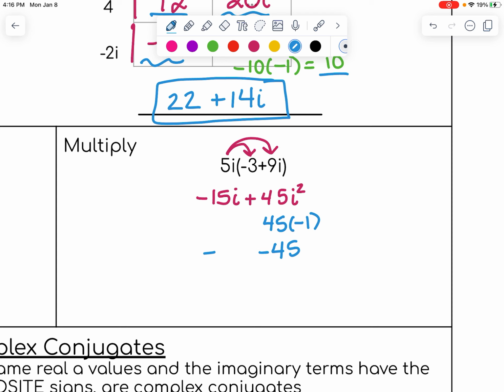I'll bring down the negative 15i. And now in this one, I don't have to combine any like terms, but then you really need to make sure that you check it's in standard form. Remember, it should always be real first, then imaginary. So the correct answer here would be negative 45 minus 15i.